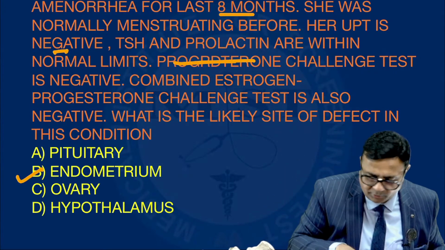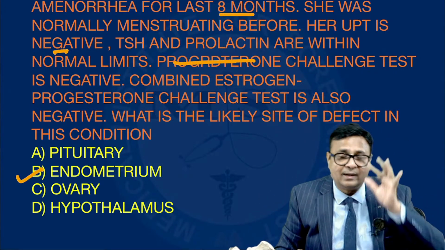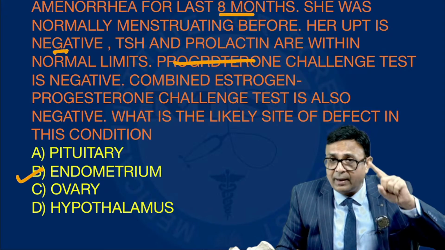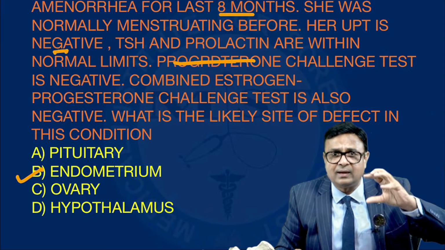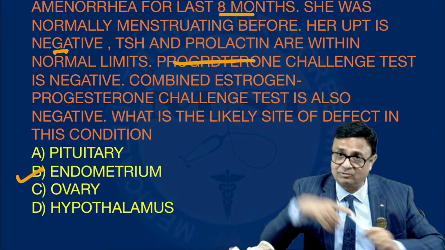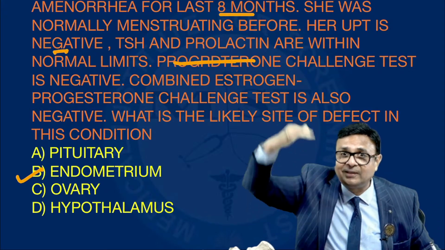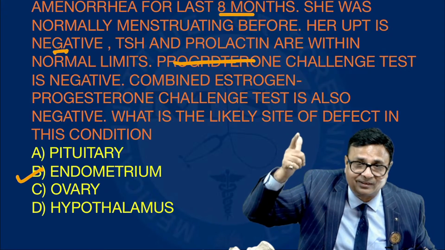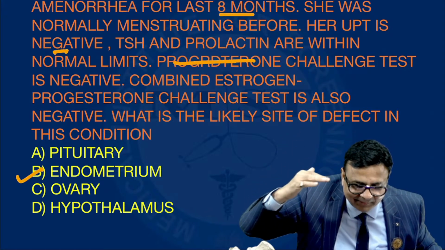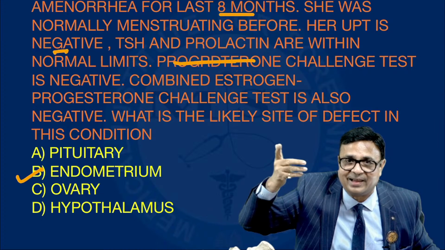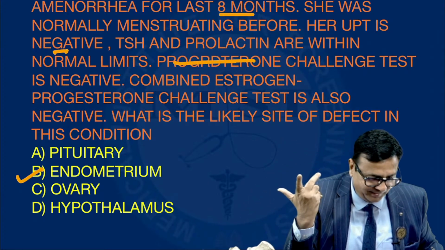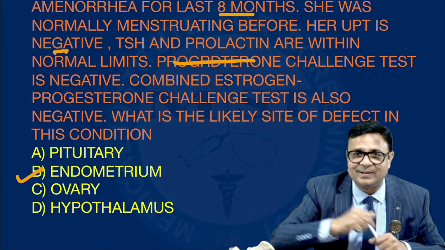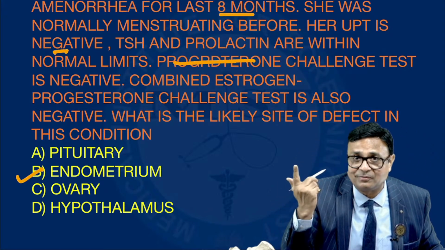Fine. So the defect is not lying at the endometrium here. If the combined estrogen progesterone challenge test is positive, the next step is to get her FSH done. Next question. If FSH is high, where is the defect lying? Tell me please, if FSH is high, where is the defect?